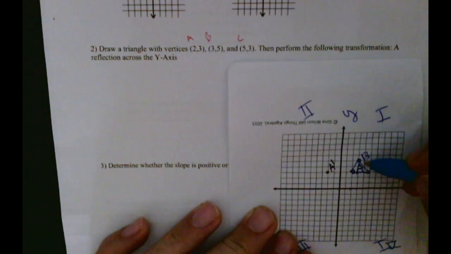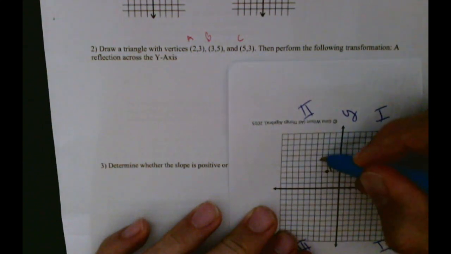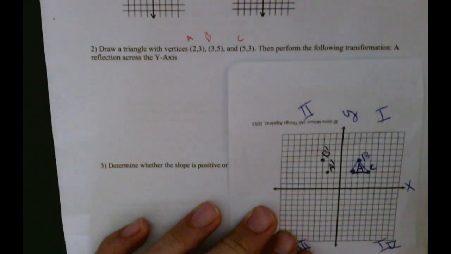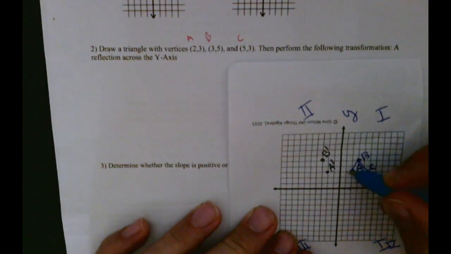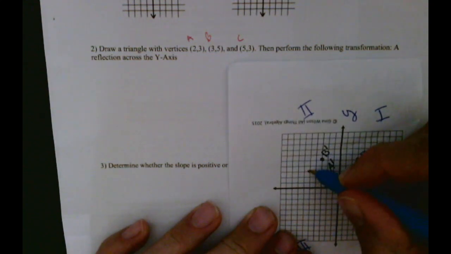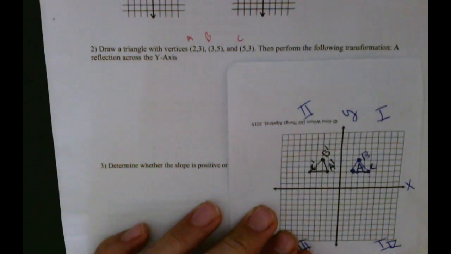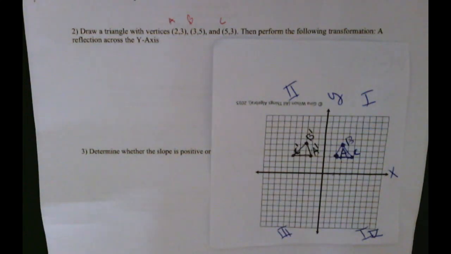Next, I'll do the same thing for B: 1, 2, 3, 1, 2, 3. And I'll label it B prime. Next, I'll do the same thing for C: 1, 2, 3, 4, 5 on each side. And I'll label it C prime. And there we go. We've reflected triangle ABC over the y-axis.